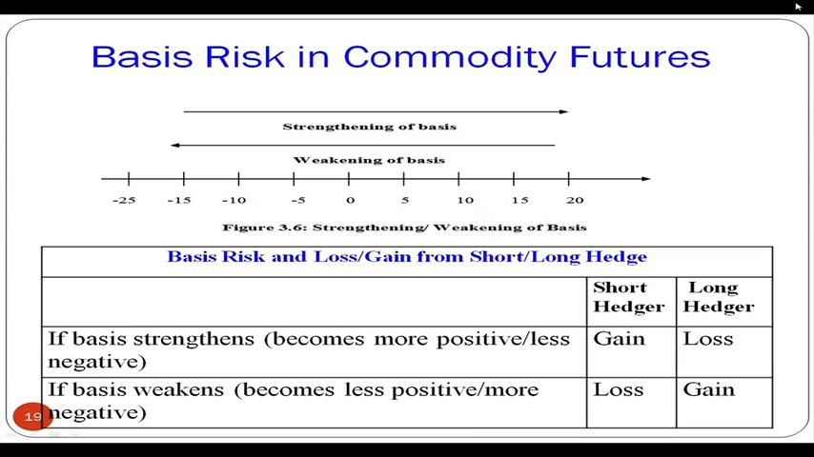So, to summarize what we have discussed, if basis strengthens, that is from less positive to more positive or from more negative to less negative, then a short futures position holder gains and a long futures position holder incurs loss, and vice versa. If basis weakens, that is from more positive to less positive or from less negative to more negative, then the short futures position holder incurs loss and the long position holder benefits from the futures contract. It may take some time for those of you who are getting exposed to these concepts for the first time. However, if you spend a couple of minutes or a little more understanding this concept, this will be pretty clear to each of you.